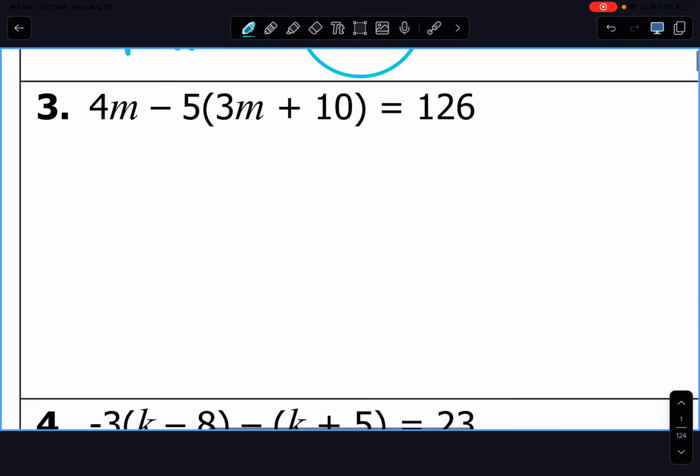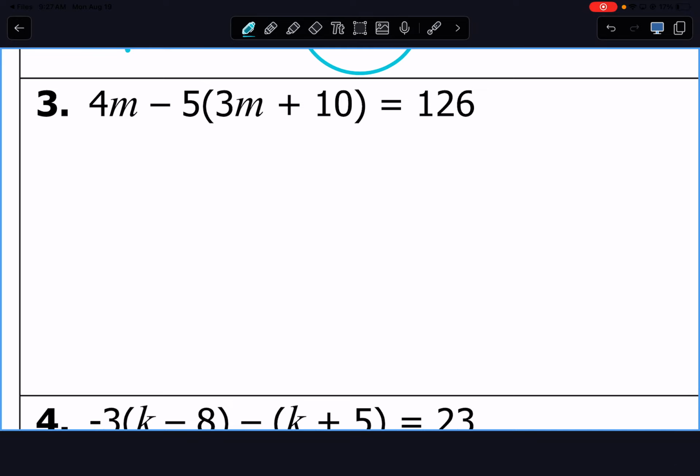Now, for 3, I want y'all to do 3 real quick. Do 3 by yourself, if you haven't already.